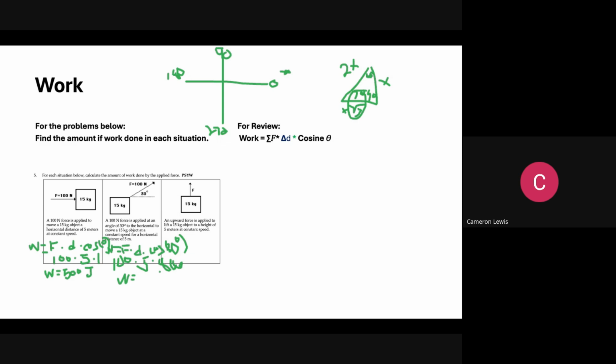So this would be 433 about. So now I'll do the same thing for this last one. You want to find the work applied to lift this object to a height of 5 meters, right? So we still have to find a force, right? Over some distance at an angle.